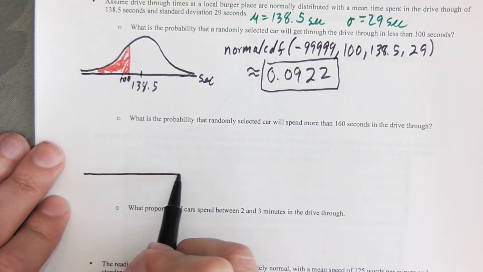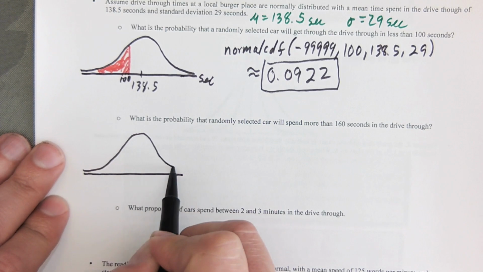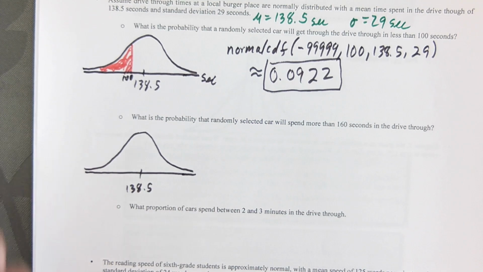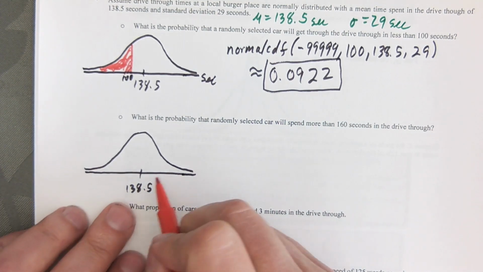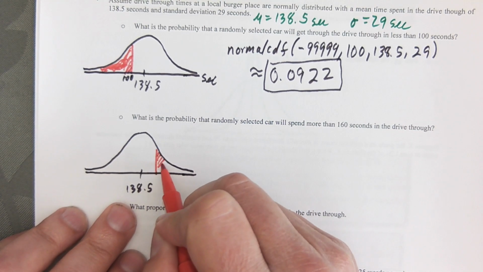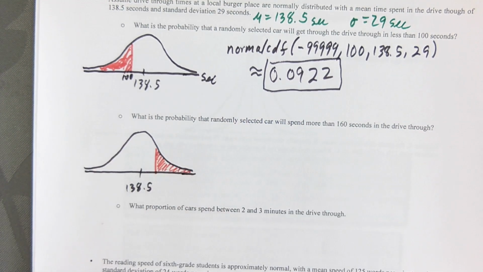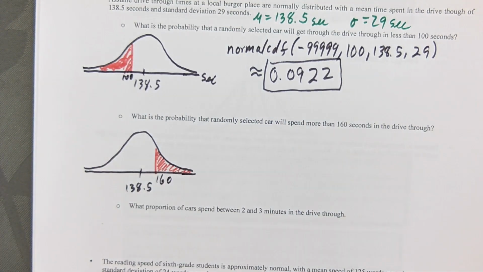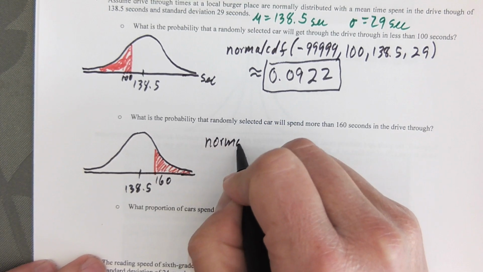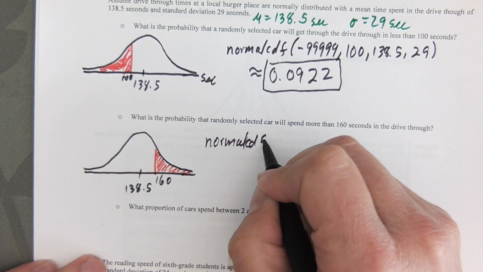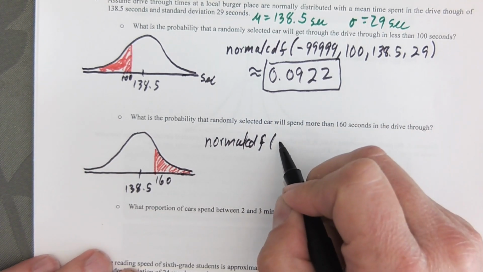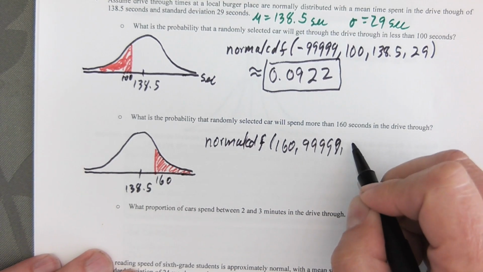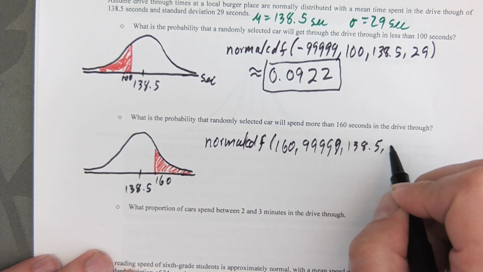Well, once again, let's draw our picture, and they want to know more than 160 seconds. Well, 160 is on this side. This is 160. So, once again, my lower bound now is 160. My upper bound is just some big number, with a mean of 138.5 and standard deviation of 29.